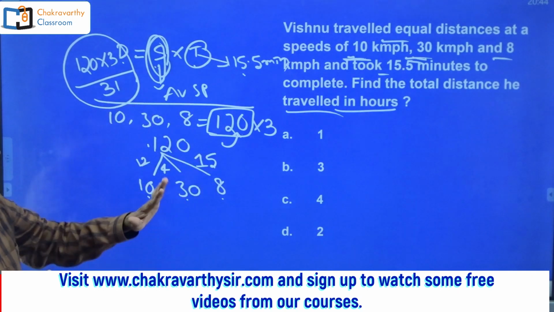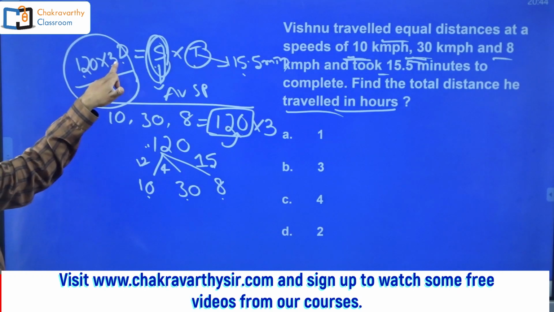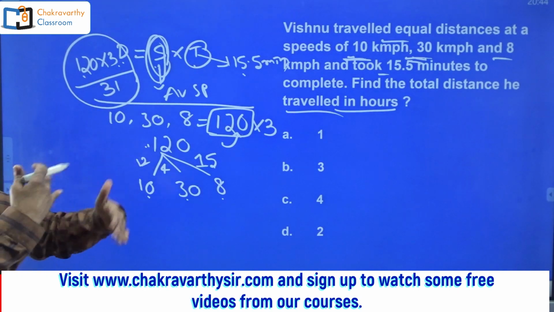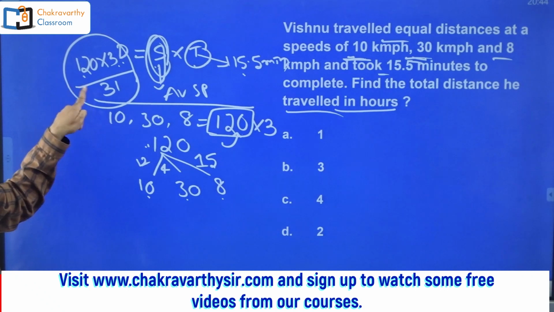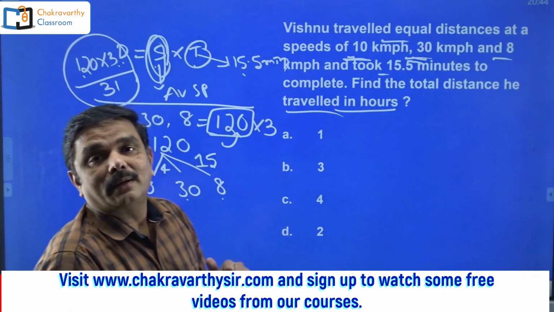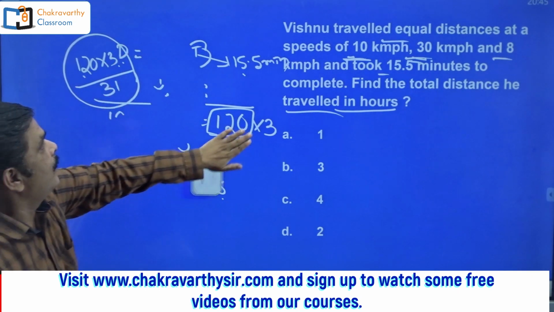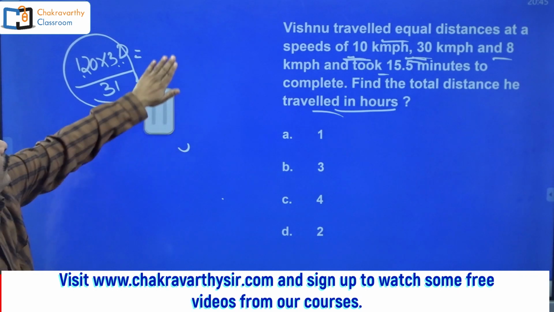To go for the average speed, simply I take the LCM and the total distance is 120 into 3, because 3 times that is there for different cases, divided by the total time. I will get the average speed. Now students, simply we will do like this. I am just taking this one out. I got the average speed.